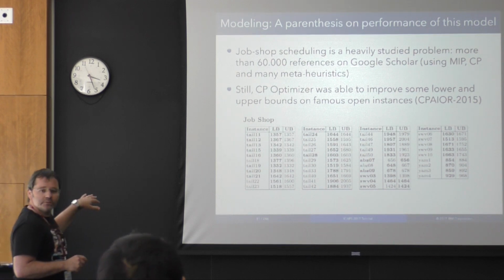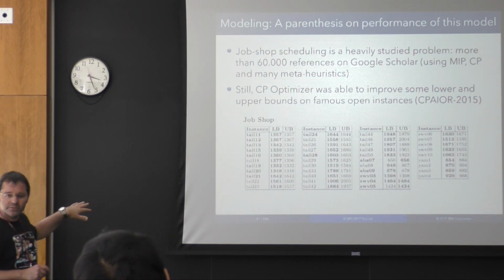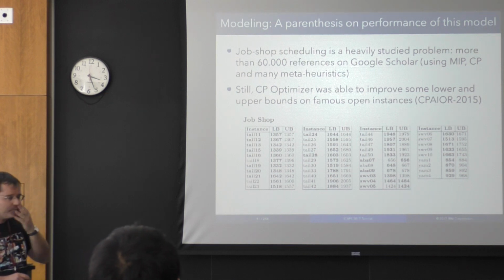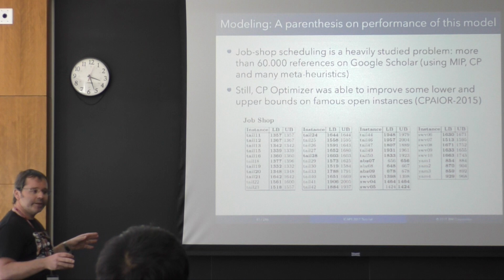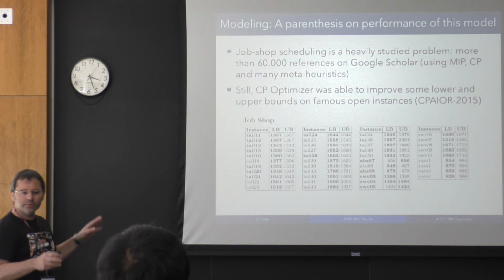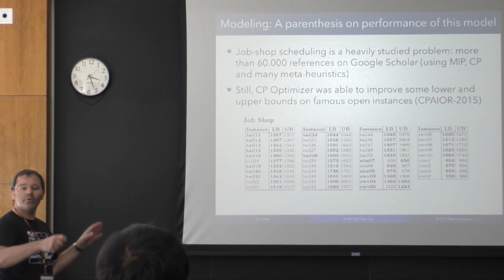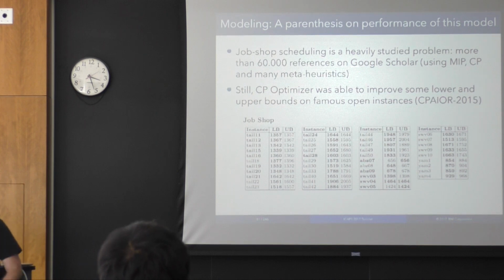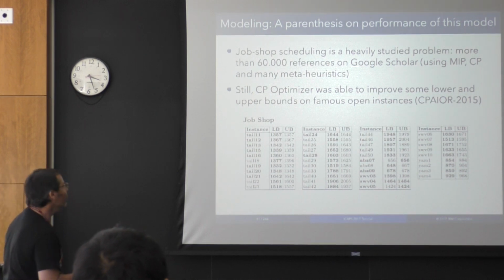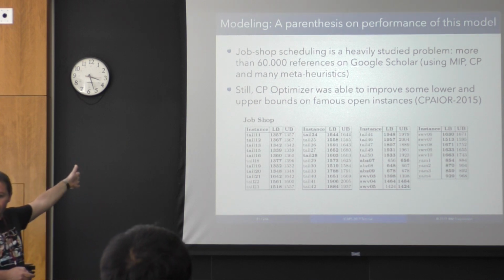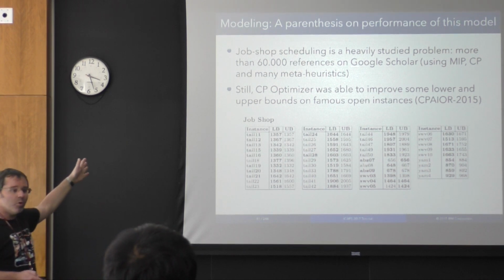I think I will finish this first part of the presentation on job shop scheduling. But now I make another parenthesis on the performance, because I understand it's quite boring to go through all these modeling elements one by one. So this is a little parenthesis on the performance of CP Optimizer on job shop scheduling, on exactly this model, not one line more.